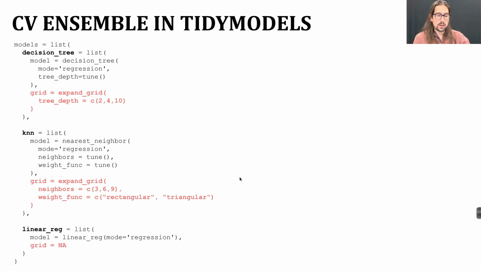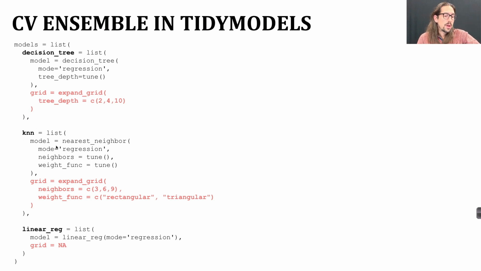So in tidy models, let's do it. Here, I'm going to set up a bunch of different models. I have a decision tree, and for the tree depth, instead of saying here's the depth that I want, I'm going to say tune. This is a special function that comes from another one of the tidy models packages, I think it's called dials. I'm just saying tune because I don't really know what that is yet. Then I have this other thing called grid. In grid, I say I want to try tree depth 2, 4, and 10. I don't know which one is going to be best. I want to try all those. So that's my decision trees.